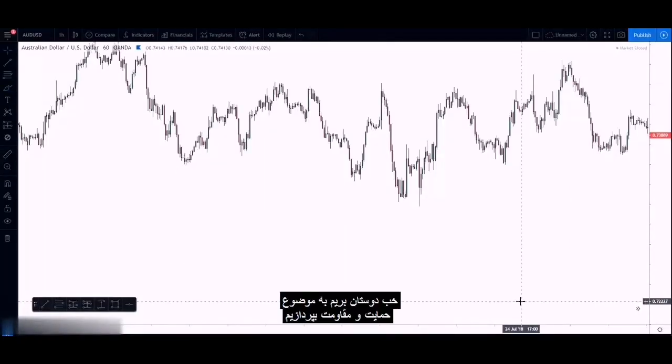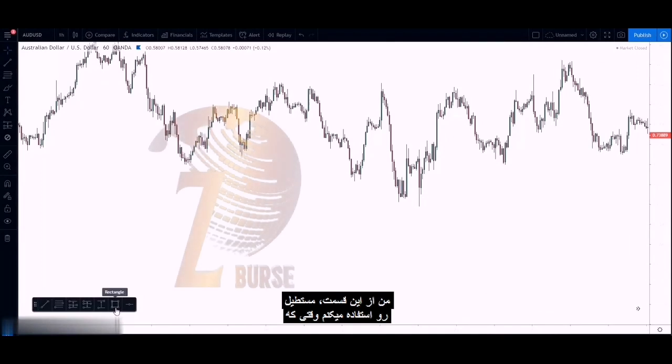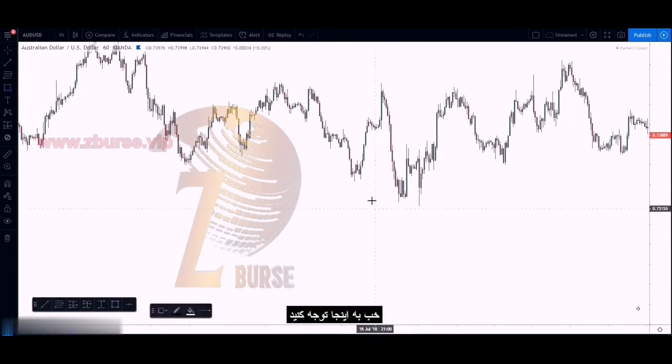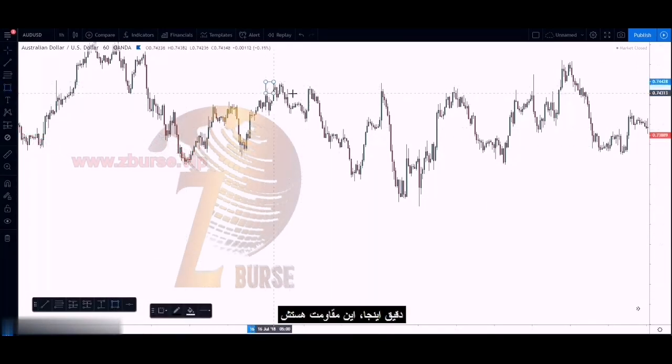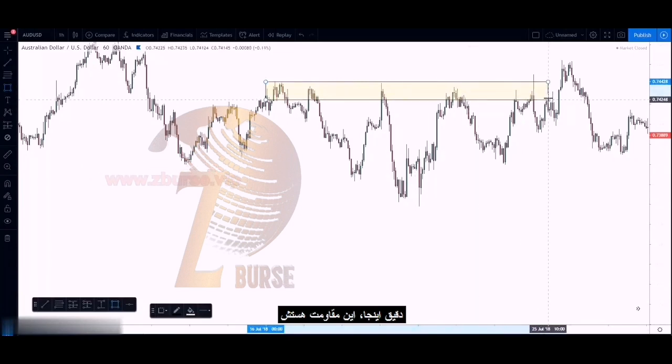Alright guys, so let's go ahead and go over support and resistance. This is very, very important, okay? Very important, so pay close attention to this. Take your notes, do what you gotta do. When I mark my support and resistance, I'm going to use this box, this rectangle. That's what we're going to use. So check this out. This is what you call resistance, right here.